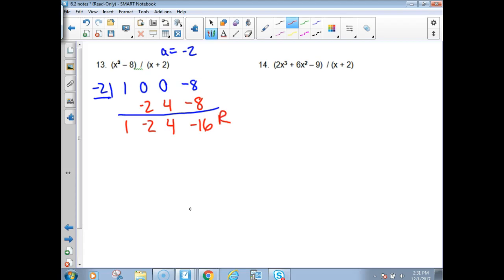Okay, so here's how we can write the polynomial like we were on the other page. We started with the cubic, so this would be a degree of 2. So it would be 1x squared, or just x squared, minus 2x plus 4. And then this remainder would be minus 16 over, what were we dividing by? X plus 2. Okay, we've got to go back up to the original problem.